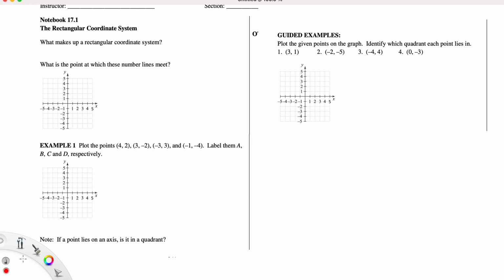All right, let's do some guided examples, and you can feel free to do these on your own first and then come back and compare. Plot the given points on the graph and identify the quadrant. All right, 1 is x is 3 and y is 1, and this will be in quadrant 1. 2 is negative 2 for x and negative 5. This one will be in quadrant 2. 3 is negative 4 for x and up 4. Oh no, this one's in quadrant 3, this one's in 2.